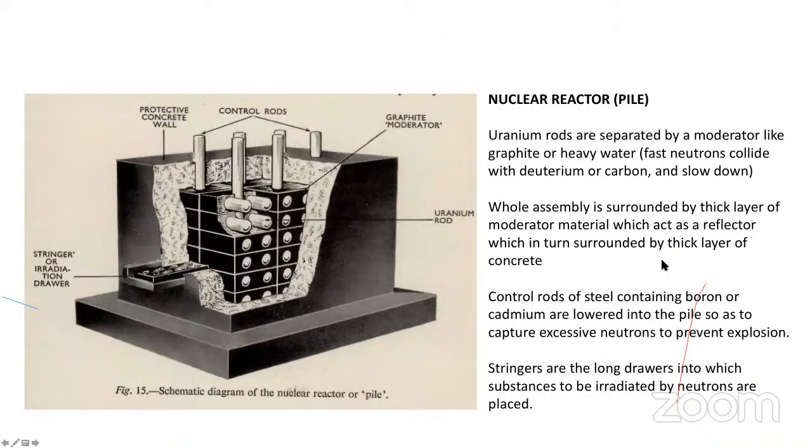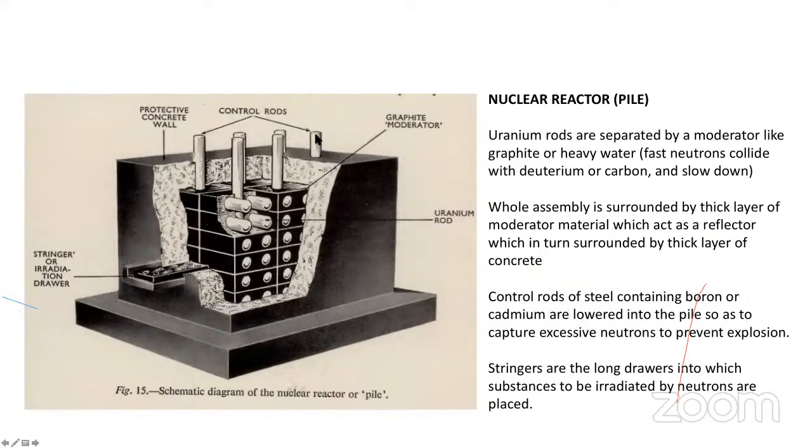If you look at it, of course, by looking at it no one can make a nuclear reactor. These are the uranium rods, and they are separated by a moderator, like graphite or heavy water. The fast neutrons collide with heavy water or the carbon and slow down. This entire assembly is surrounded by a thick layer of moderator material, which acts like a reflector, and in turn by a thick layer of concrete, because we don't want things to go out. We shouldn't have what happened in Chernobyl.